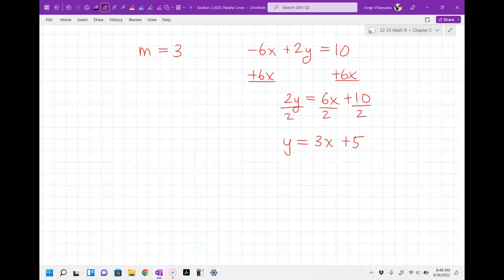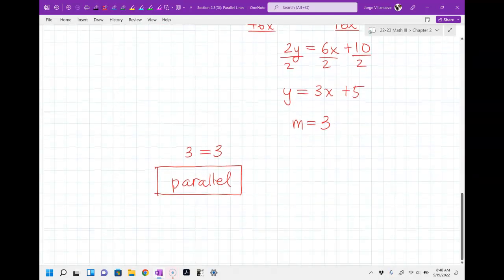What's the slope for this problem? Just a 3, right? Are they the same, the two slopes? Yeah, I mean, the other one, you can barely see it, but it was m equals 3. So I know that 3 equals 3. So these are parallel. Okay? If they give you problems that are not solved for y, you're going to have to solve them.